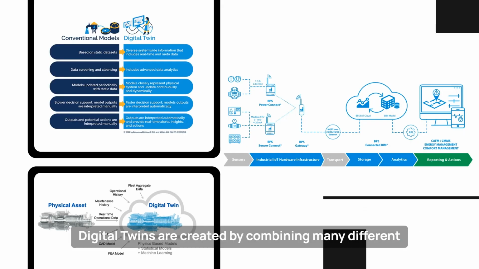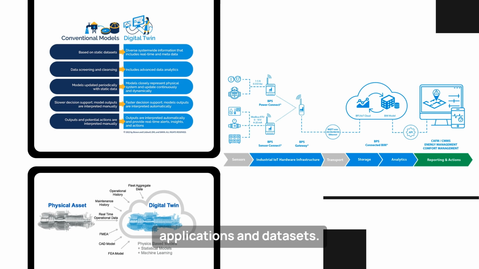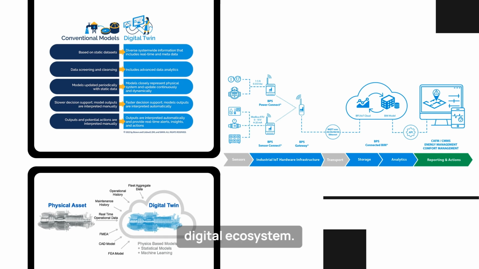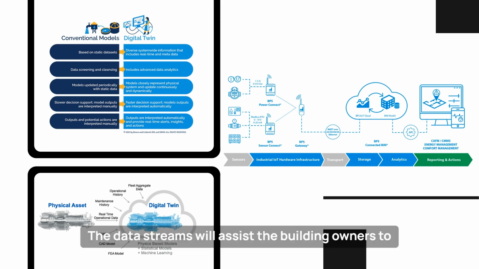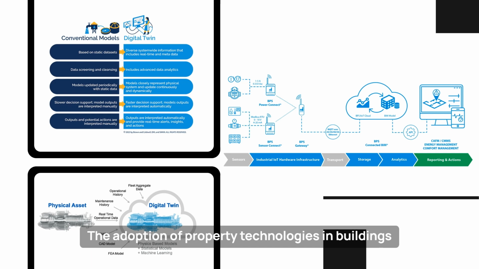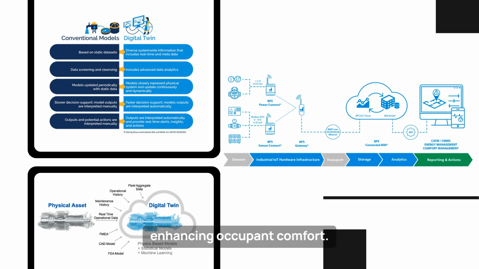Digital twins are created by combining many different applications and data sets. Sensors are gathering data at an enormous rate, and this is ensuring that what used to be static, disconnected assets are becoming part of a lived digital ecosystem. The data streams will assist the building owners to leverage such data in AI and machine learning applications. The adoption of property technologies in buildings will enhance the asset and continue to maximize efficiencies while improving worker productivity and enhancing occupant comfort.